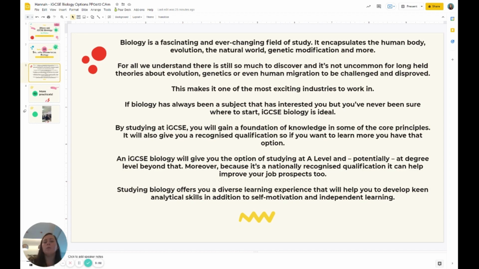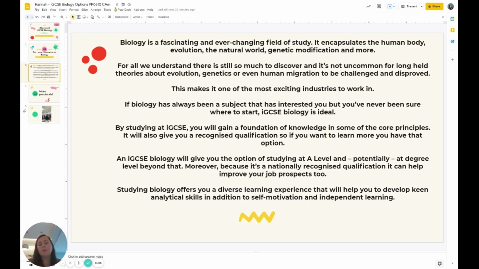If biology has always been a subject that has interested you, but you've not really been sure where to start, then an IGCSE in biology is ideal. By studying at IGCSE, you will gain a foundation of knowledge in some of the core biological principles. It will also give you an internationally recognised qualification. So if you want to learn more about biology, then you have that option to go on to further study.